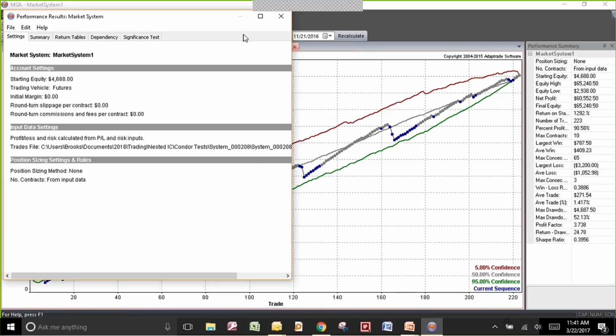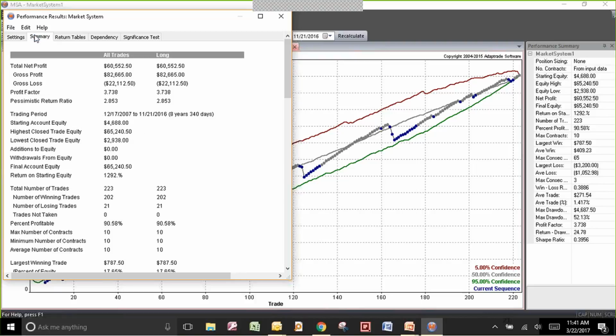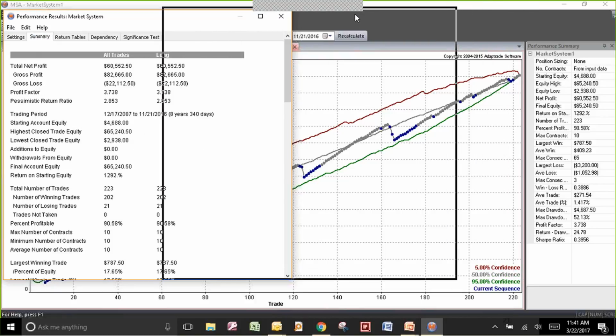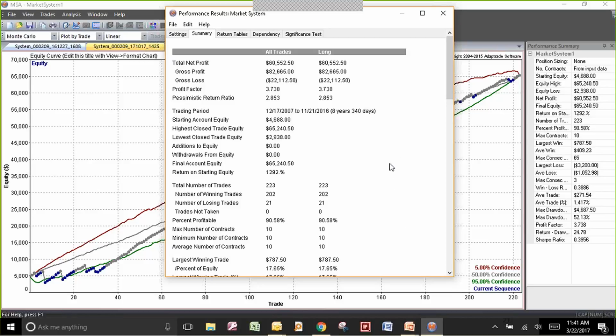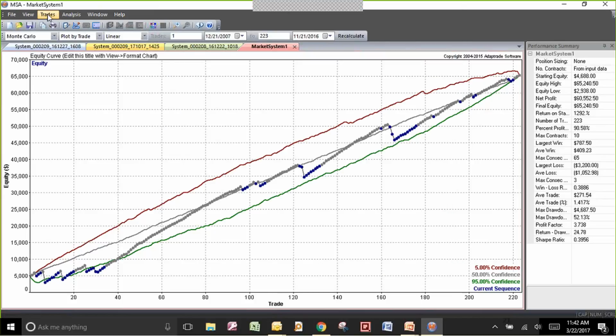One of the things that I really like about MSA are these performance results. So you can see here that we had a starting equity of $4,688, and he's got this very nice summary here where he shows all the different information about, and if there were short trades, he would show those, but I've got these coded as long. They actually were short trades, but that's what that -1 was for. That was to indicate that these were short trades. So I actually could go back and fix that here quickly.